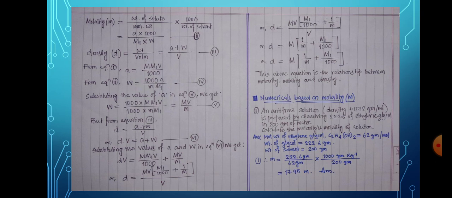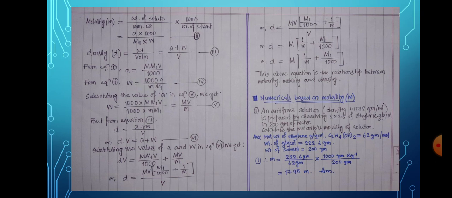Now here I explain numericals based on molality. By this numerical problem you can easily solve different types of problems related to molality and molarity calculations. Here we consider question number 1. An antifreeze solution whose density is 1.072 gram per ml is prepared by dissolving 222.6 gram of ethylene glycol in 200 gram of water. Calculate the molarity and molality of the solution.